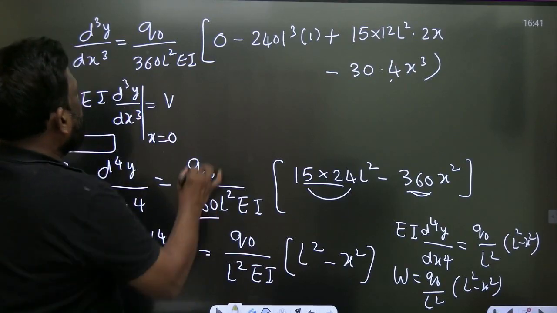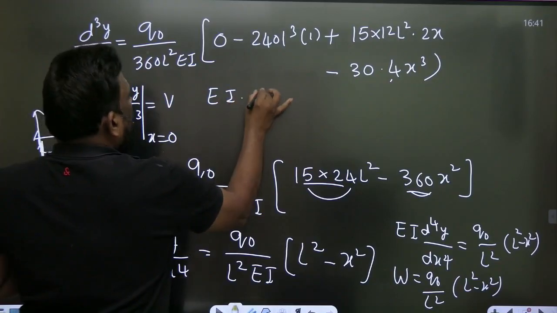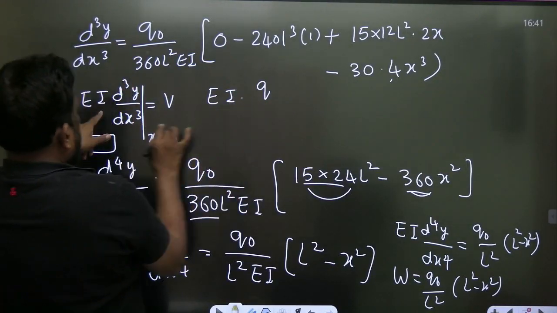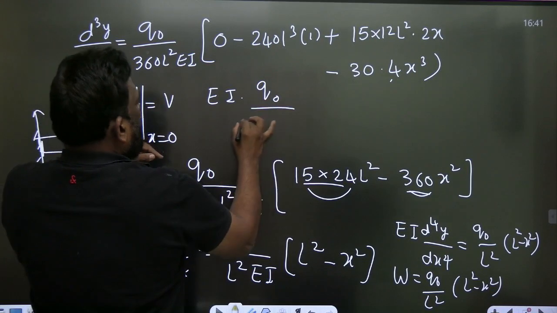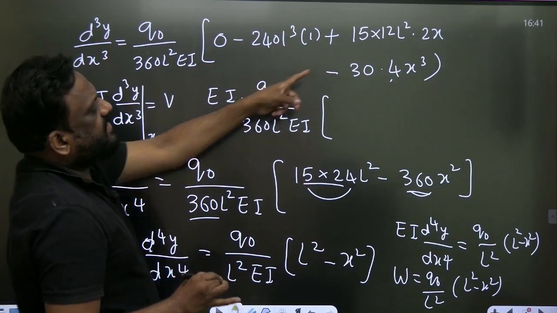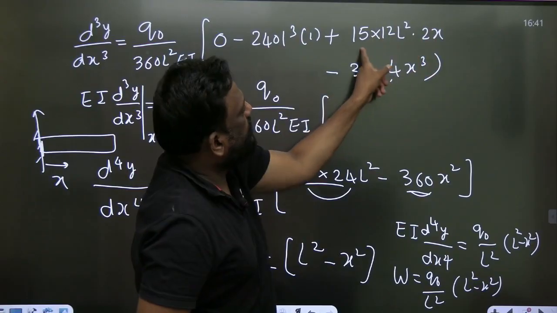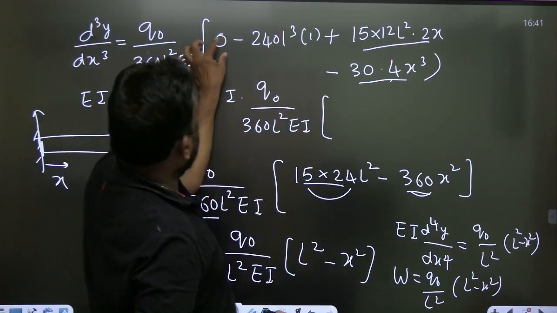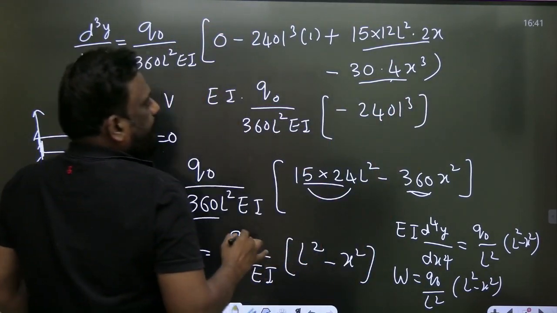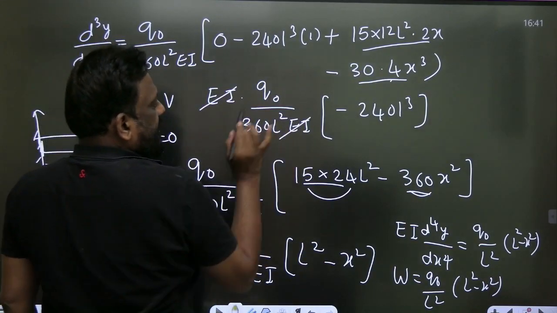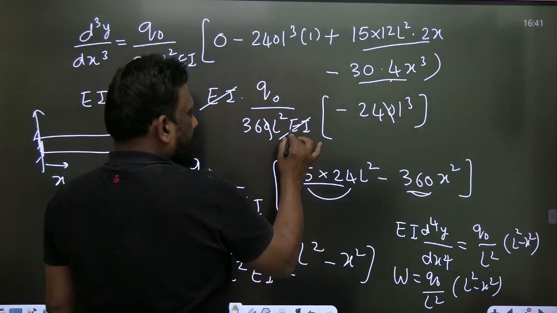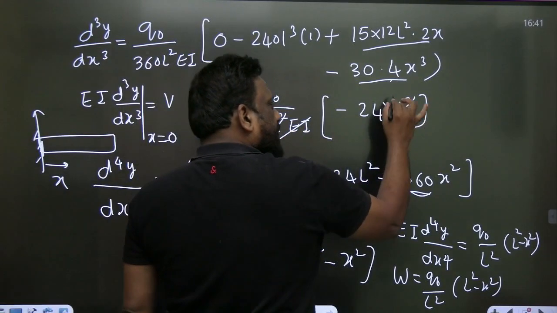यहाँ पे देखो EI ठीक है into d3y by dx square. So EI into d3y by dx square. Q naught by 360 L square EI correct into put x is equal to 0. x0 तो ये 0 हो जाएगा. ये already 0 है. You will get this minus 240 L cube. ठीक है सर. Now क्या करेंगे? This EI gone. Let us take only magnitude. तो क्या बचेगा सर? This 0 is gone. There is L square. L square मतलब L cube है L है.